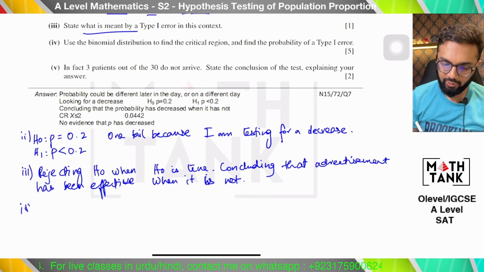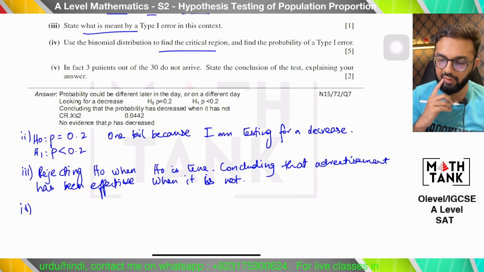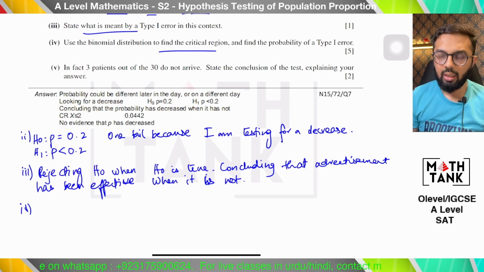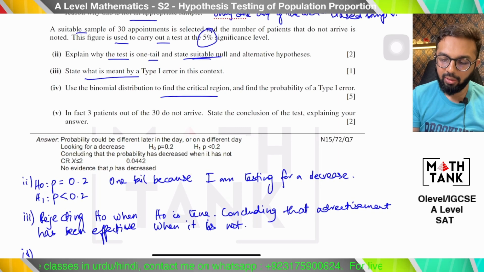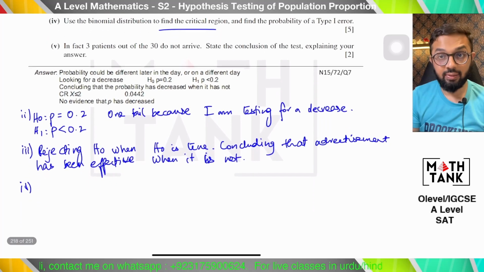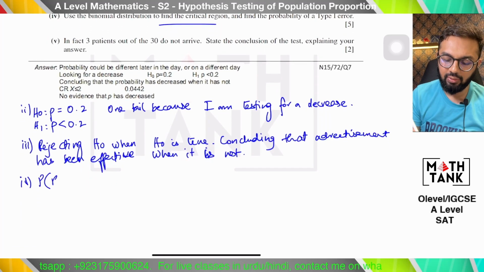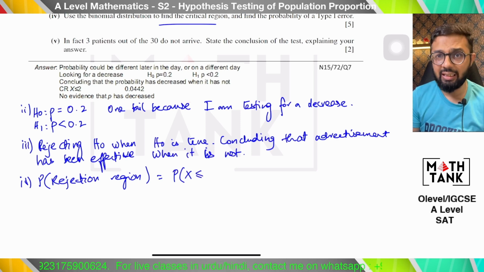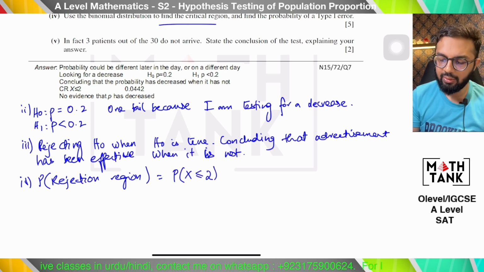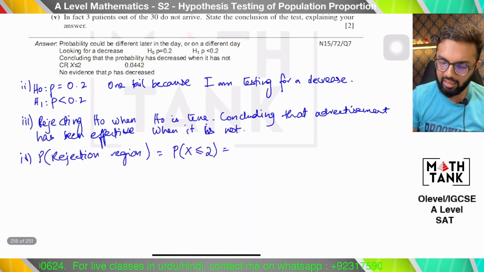Okay, part 4, using the binomial distribution to find the critical region and find the probability of a type 1 error. So how do I find the critical region? I have to come up with a number that will give me a probability that is less than 5%. That is when I reject H naught. So I'm asking you to find the rejection region, and these questions are always solved through trial and error. Now I know that I have to start with something x less than or equal to. I can start with any number that I want. Let's say I want to start with the number 2.